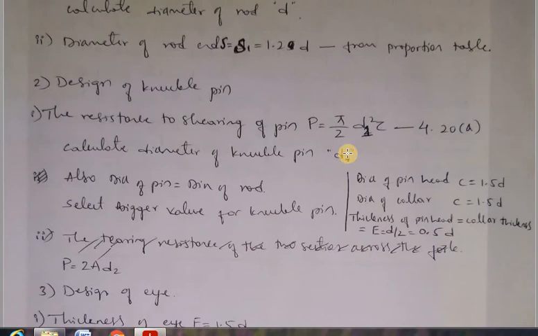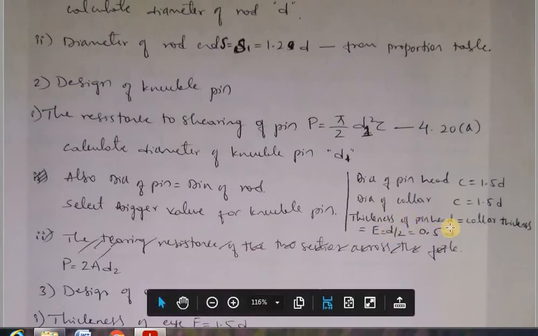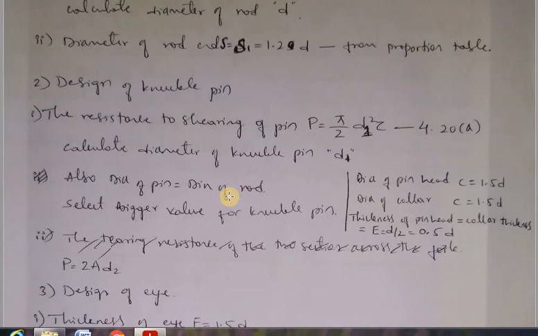Also we have a diameter of the pin head C is equal to 1.5 times the d. Diameter of the collar is also 1.5 times the d. Thickness of the pin head, which is also collar thickness, is given by capital E, which is d by 2, that is half of the diameter of the rod, so it is 0.5 d. Also diameter of the pin is diameter of the rod. In some calculations we can take this also, and we can select the bigger value of the pin here.